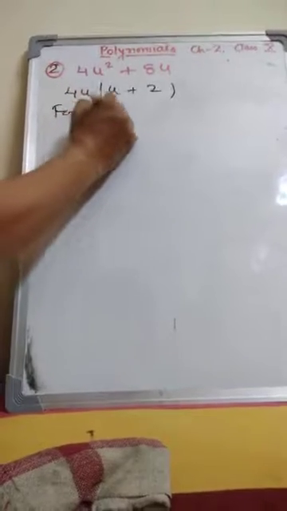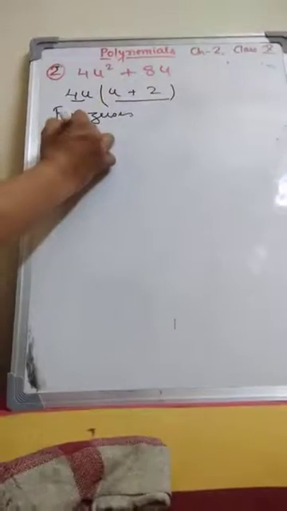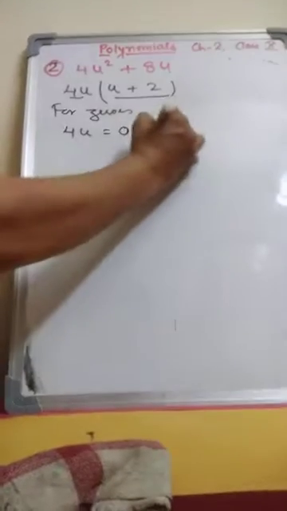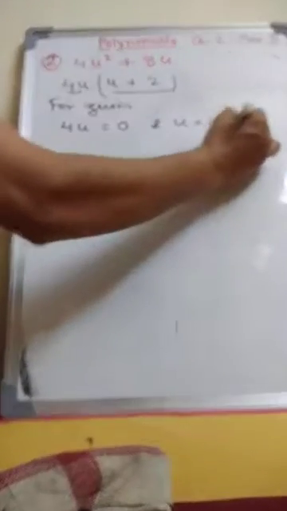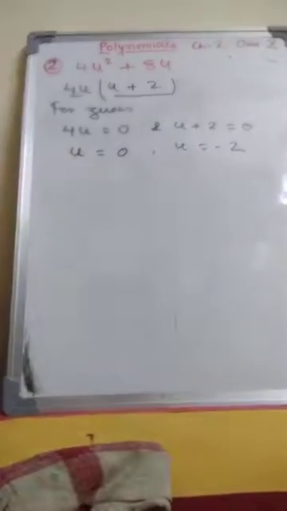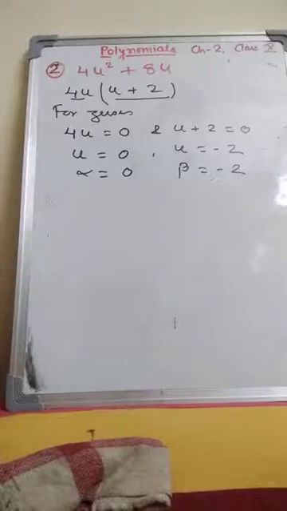Now for zeros, this can be equal to 0 and this can be equal to 0. So 4u is equal to 0 and u plus 2 is equal to 0. So u is equal to 0 and u is equal to minus 2. Now alpha is 0 and beta is minus 2. We can take this as alpha and this as beta, there is no harm in it. We can take any one as alpha, any one as beta.